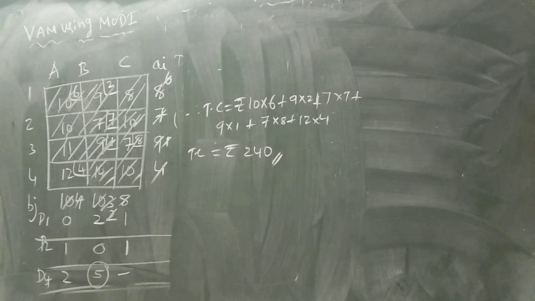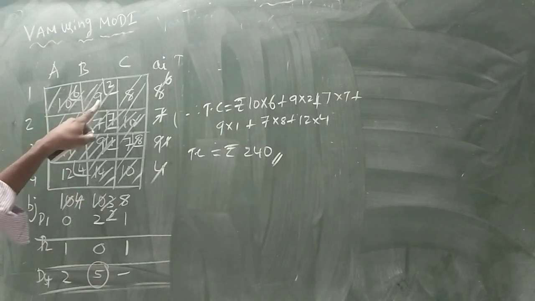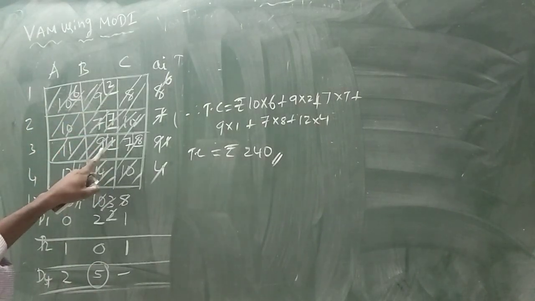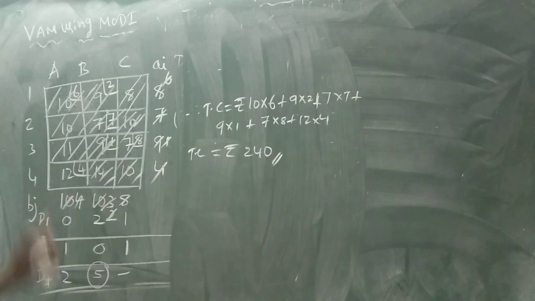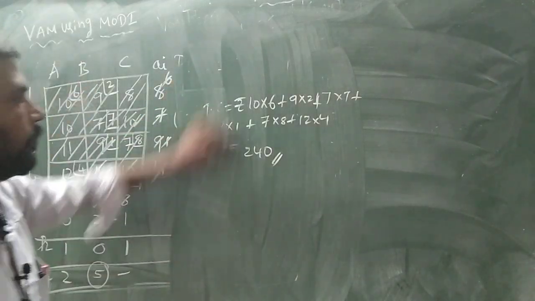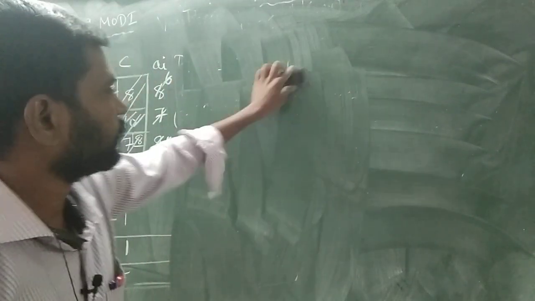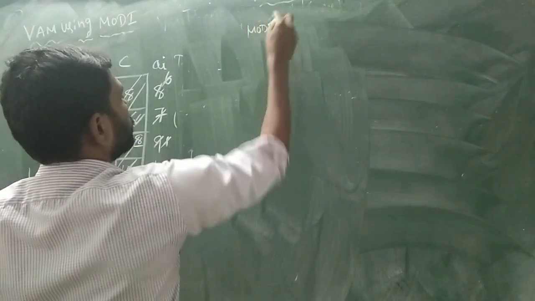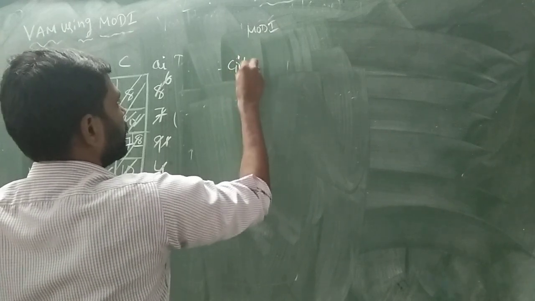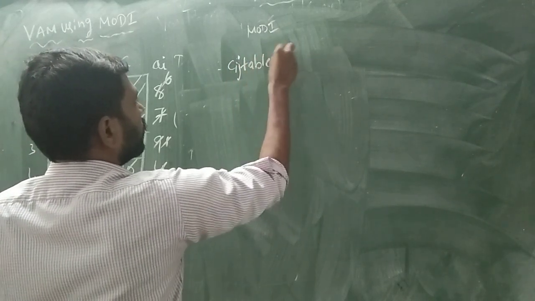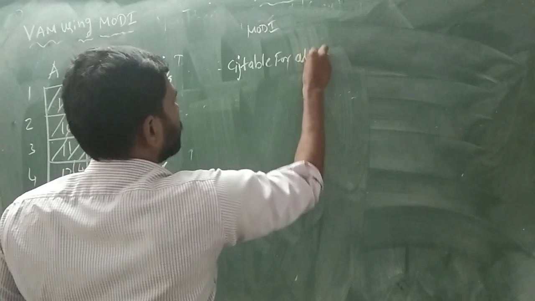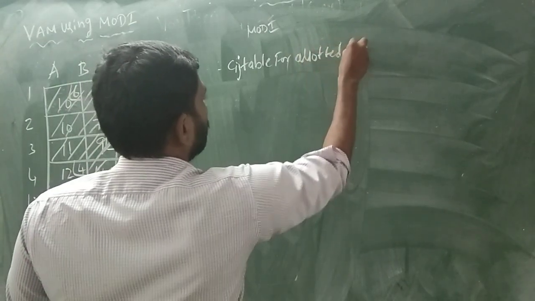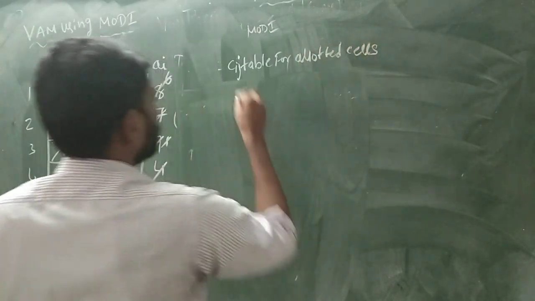I multiply and add every allocated cell: 10 into 6 plus 9 into 2 plus 7 into 7 plus 9 into 1 plus 7 into 8 plus 12 into 4. Our answer is 240. Now I am using the modified distribution method. Cij table for allotted cells.